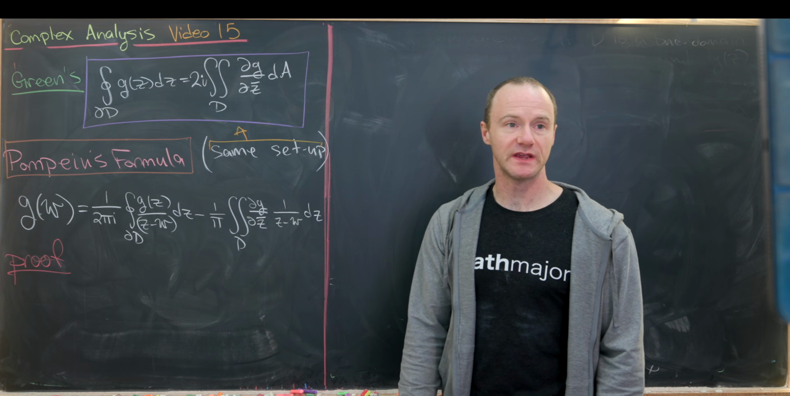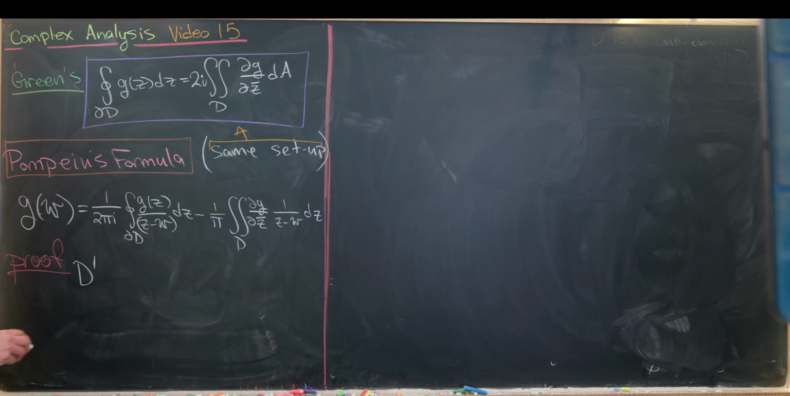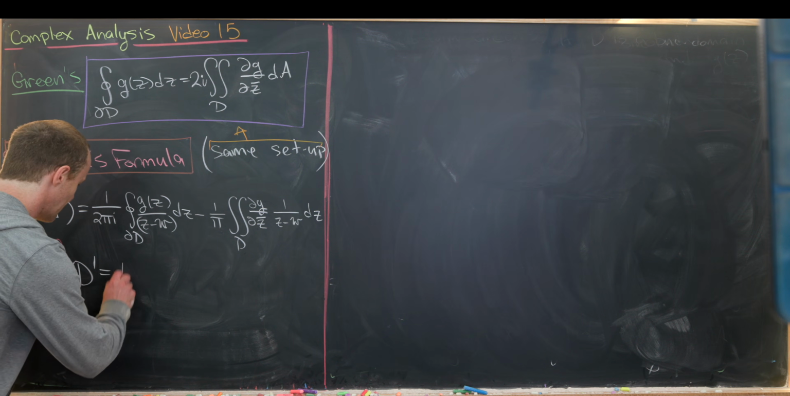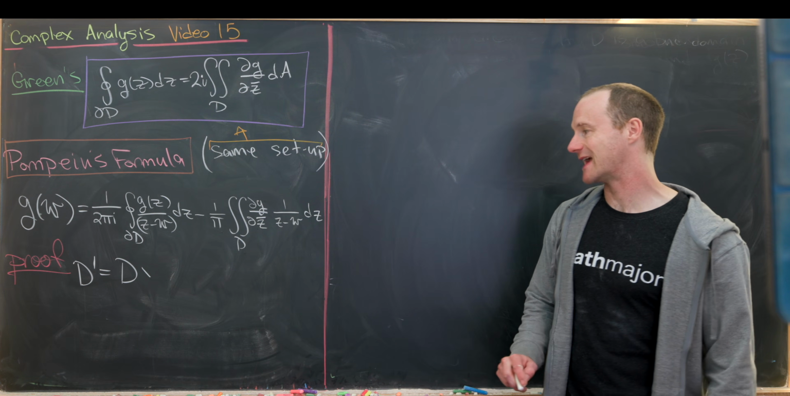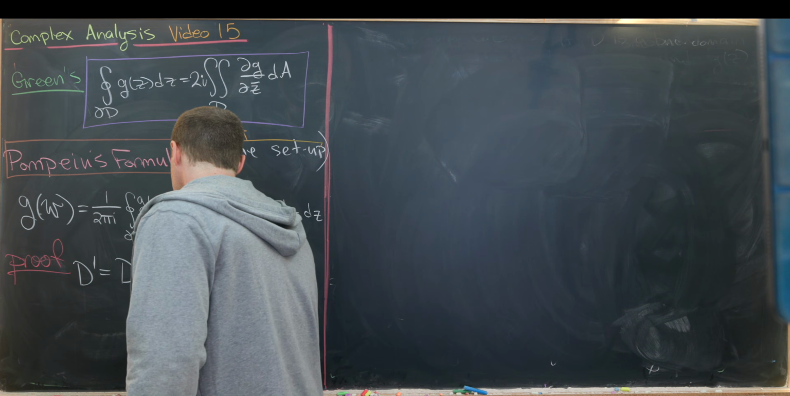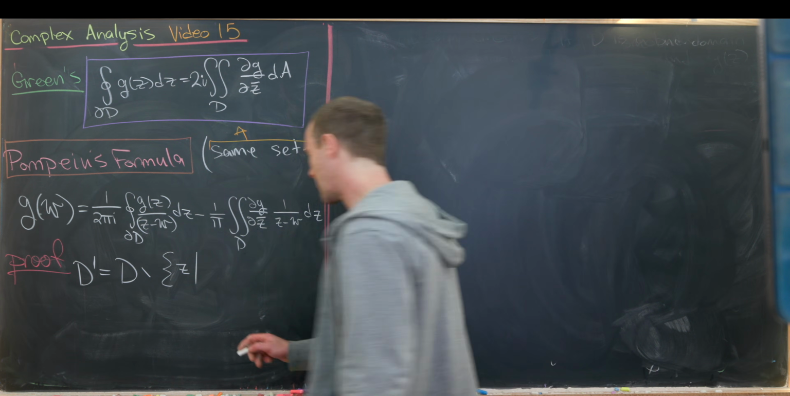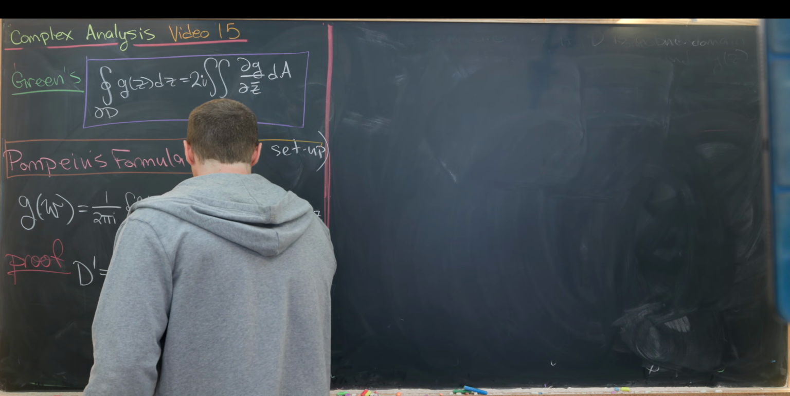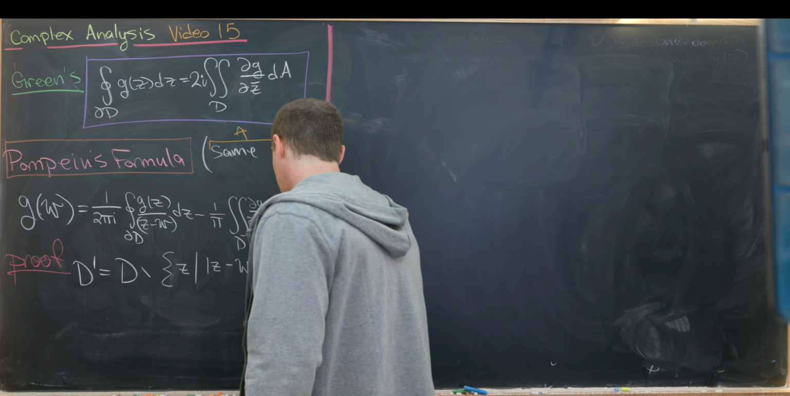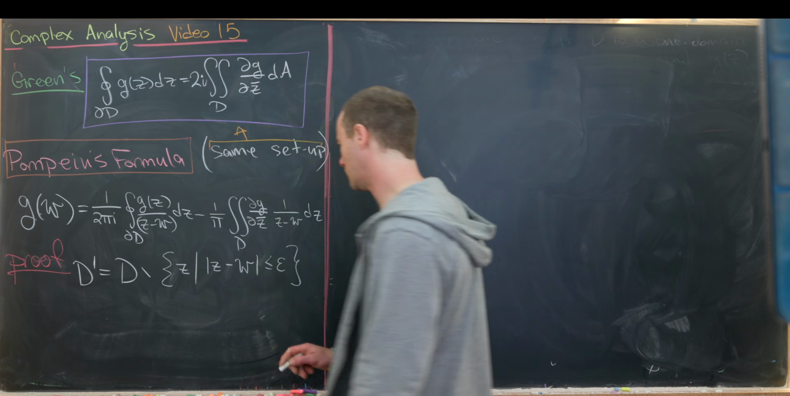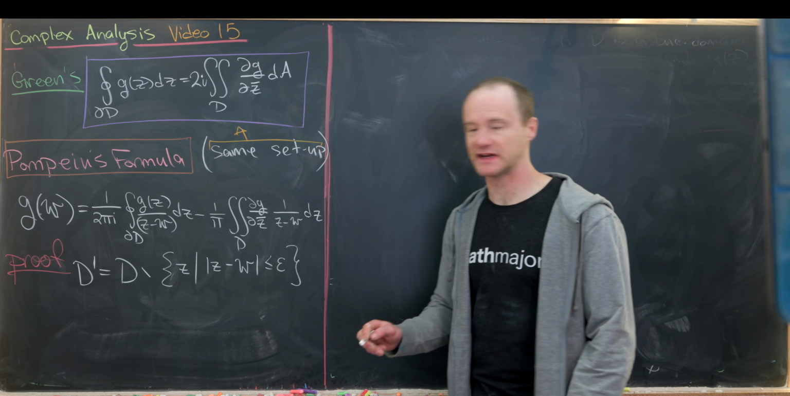So what we'll do here is define a new region D prime, and that new region D prime will be D minus a little bubble which is centered at w. So let's write it like this. So it's going to be minus all z such that the modulus of z minus w is less than or equal to epsilon. And you might say, well, what exactly is that epsilon? Well, we can talk through it verbally after maybe drawing a nice picture.